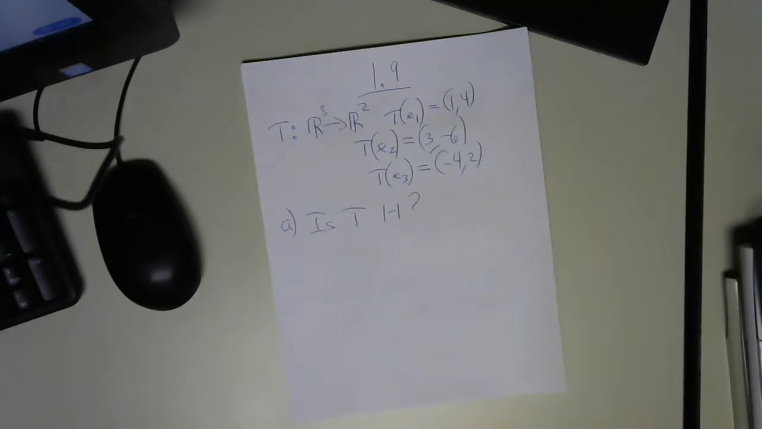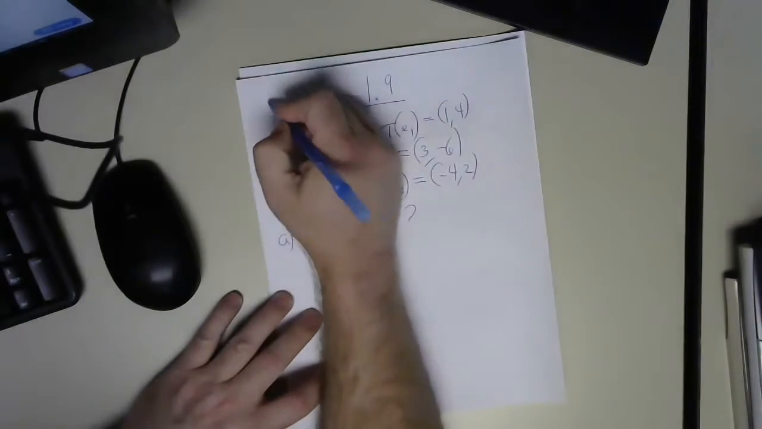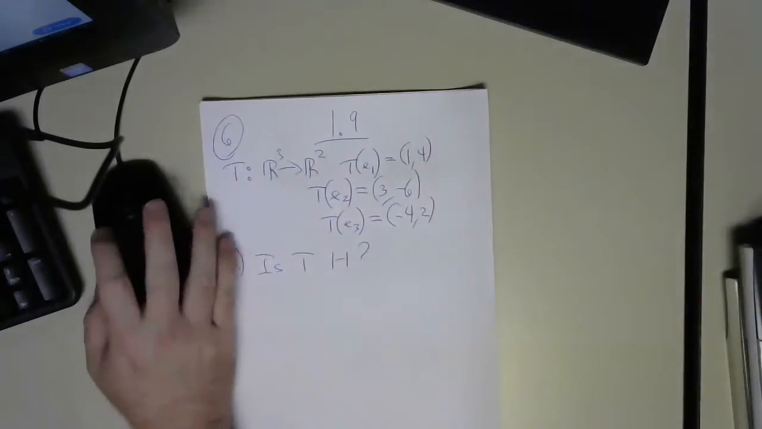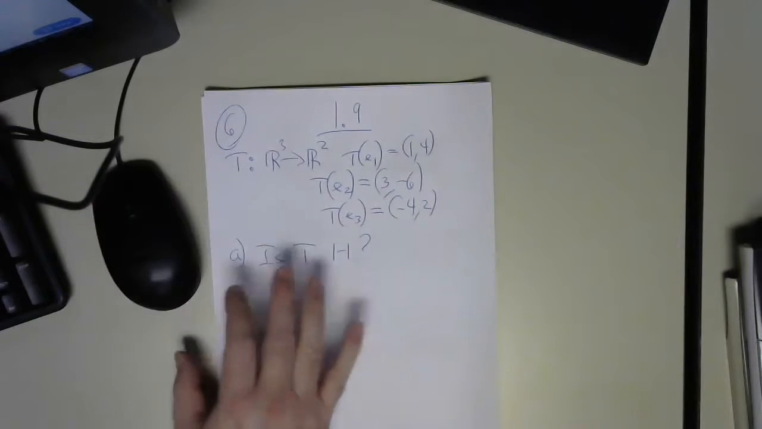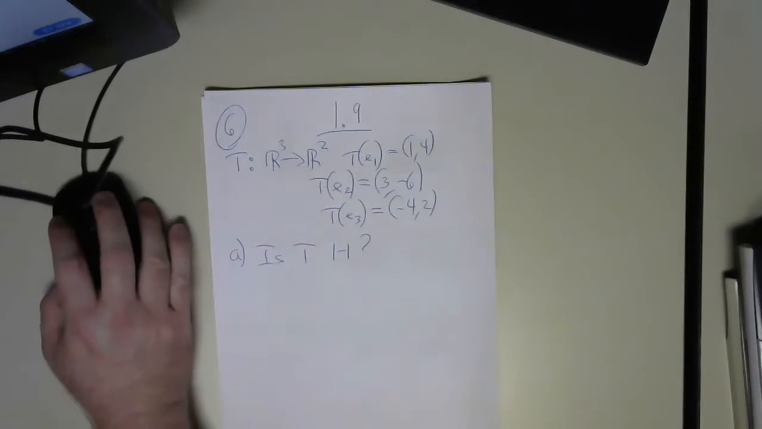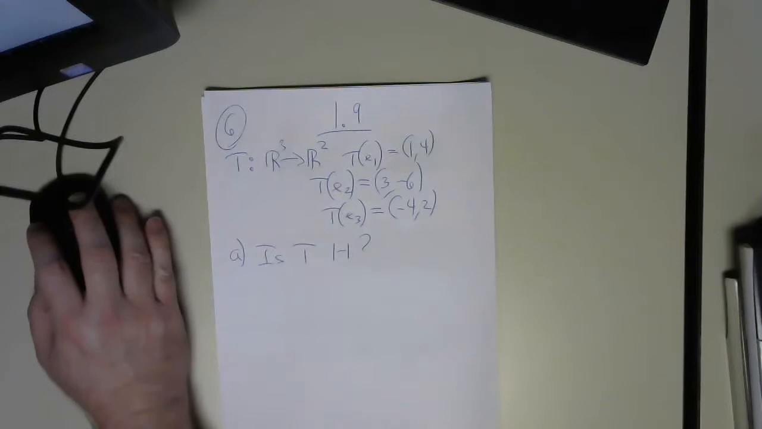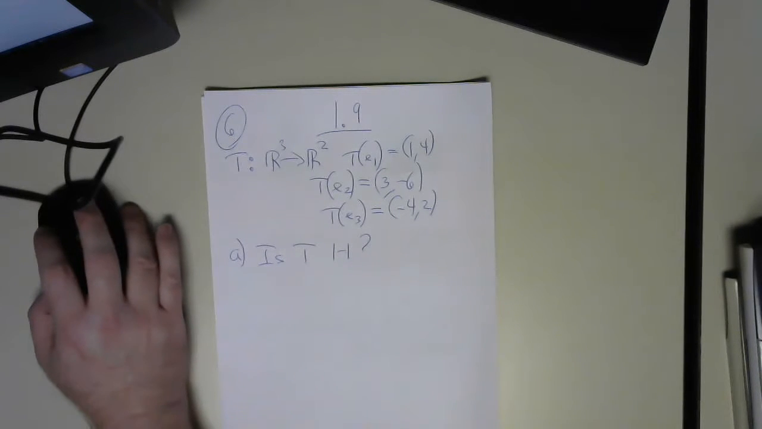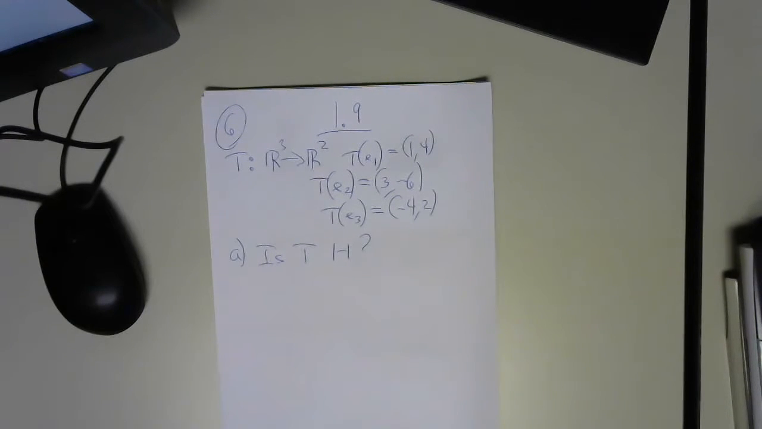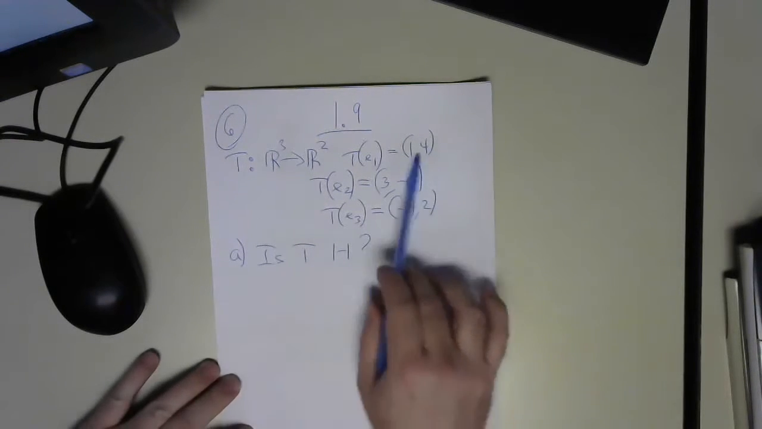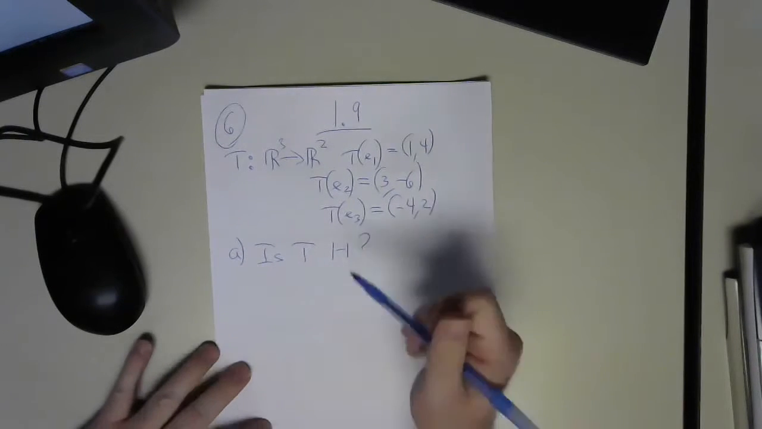I thought number 6 would be another good one to do from section 1.9. So let's read the instructions first. This one's another kind of challenging one. It says determine if the specified linear transformation is 1-to-1 (A) and then on to (B). All right, so here are the conditions on the linear transformation. First question, is T 1-to-1?